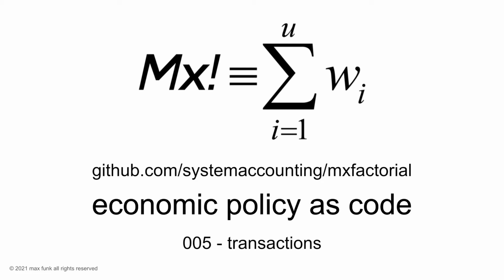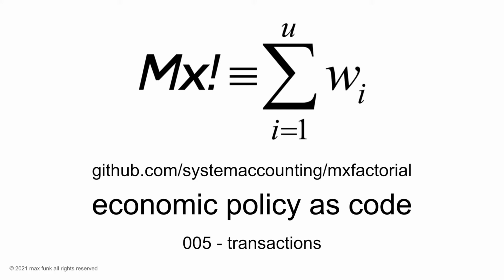This series of videos is demonstrating how to automate economic policy through code. A link to the GitHub repository is included in the video description. The previous video demonstrated how to open a system account and explained what was going on in the background. In this one, we'll demo the simple use case of creating a transaction. Then, in the next, tour at a high level the system accounting code.